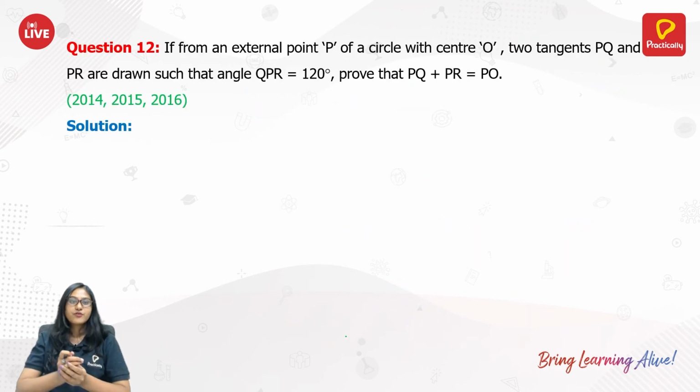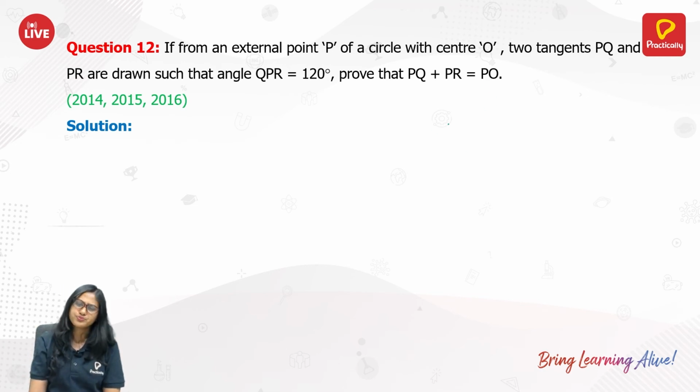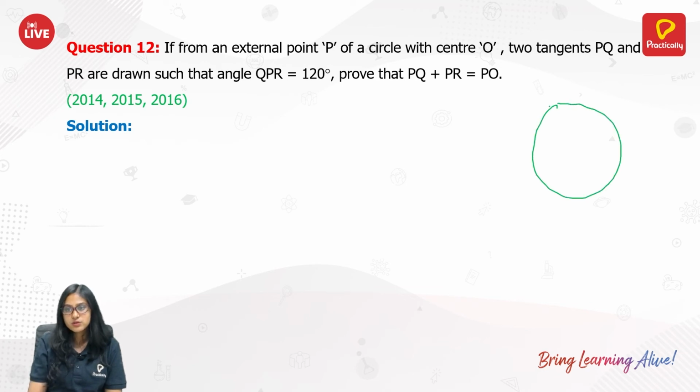Next, if from an external point P of a circle with center O, two tangents PQ and PR are drawn such that angle QPR equals 120 degrees, prove that PQ plus PR equals PO. Let's draw the diagram first. This is external point P, this is O, then this is Q, this is R. We also know that this is 120 degrees. What do we have to prove? Prove that PQ plus PR equals PO. So let us join PO, join OR, join OQ.